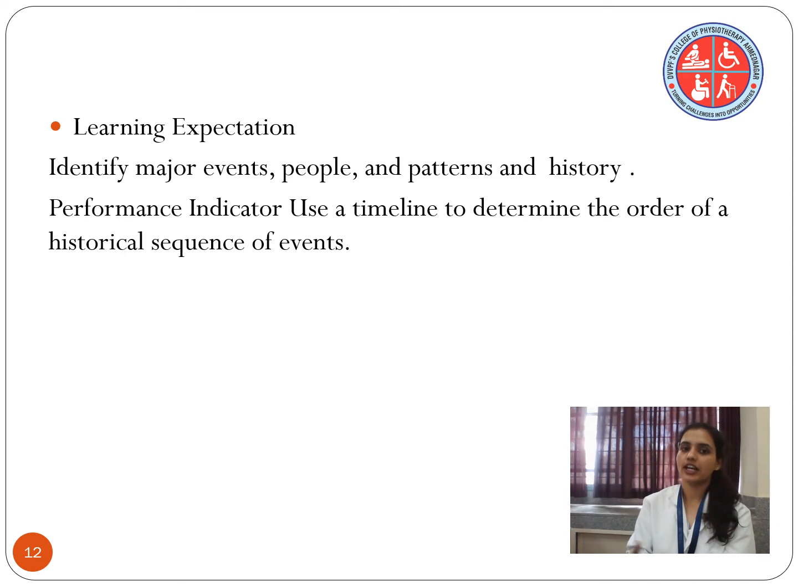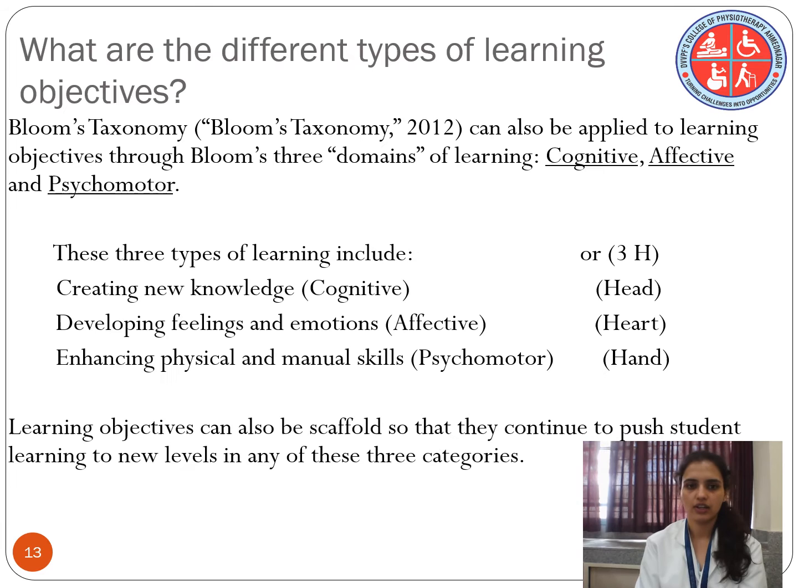And what are the learning expectations? The identification of the major events or people or patterns in history. The performance indicator: use the timeline to determine the order of the historical sequences of the events. So it is a learning expectation from the topic.